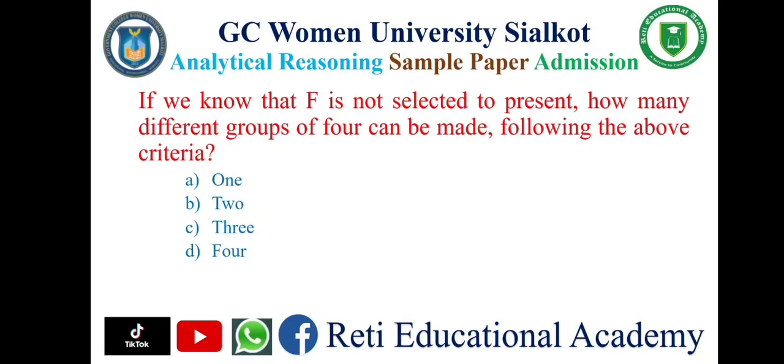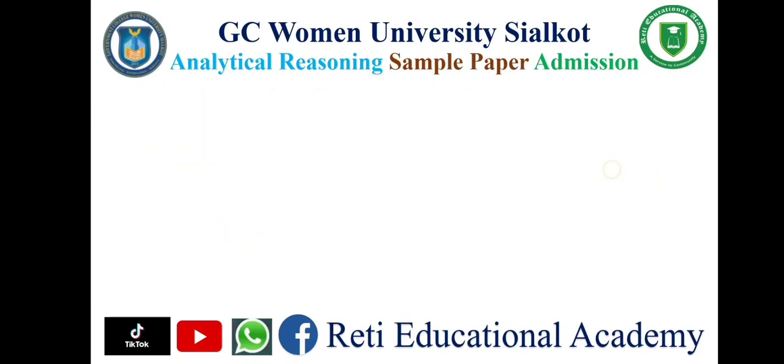So question number 1. If we know that F is not selected to present, how many different groups of 4 can be made following the above criteria? A. 1, B. 2, C. 3, D. 4. And the correct answer is, first you have to solve these problems yourself so that you may get an idea. So the correct answer is C. 3 groups can be made.